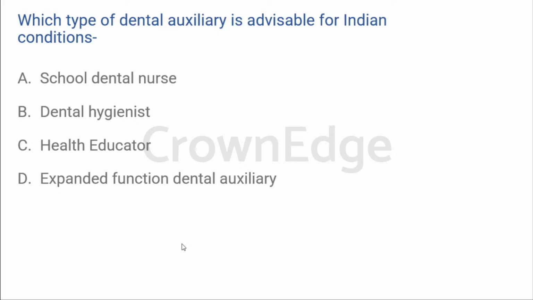So what happens is, you have your expanded function dental auxiliaries. They still in a way work with the dentist. The thing about school dental nurses is basically they're employed by schools, right? You have schools present almost everywhere in the country. So if we were to have a school dental nurse providing dental care in a country like India, it would actually be really beneficial. So whilst we still do not have school dental nurses, it is the most advisable type of auxiliary for a country like India.